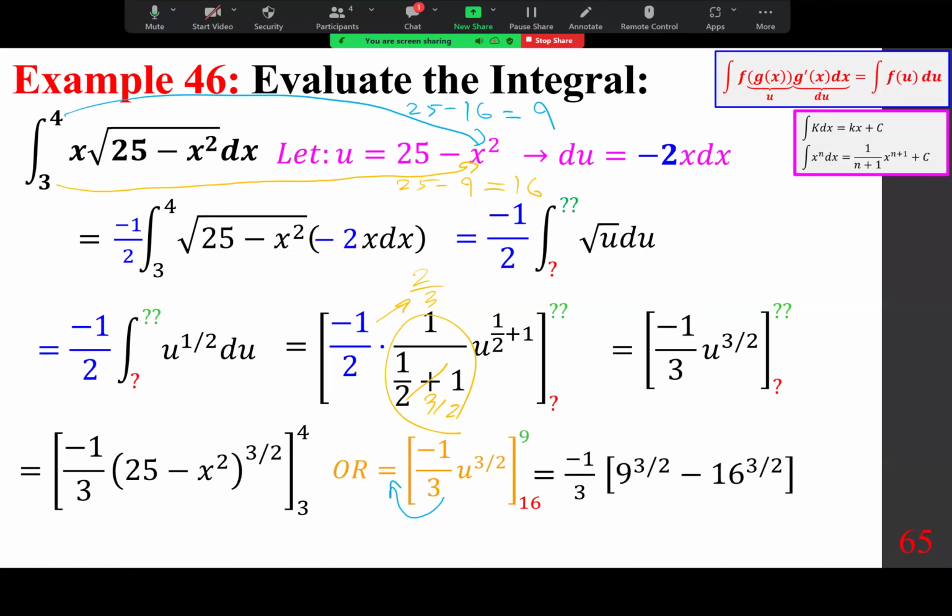Now this is basic math. 9 to the power of 3 halves means square root of 9 cubed. This is 3 cubed, or 27, minus square root of 16 cubed. That's the meaning of this. And 4 cubed is 64. The result is negative 37. With negative 1/3, their product is positive 37/3.